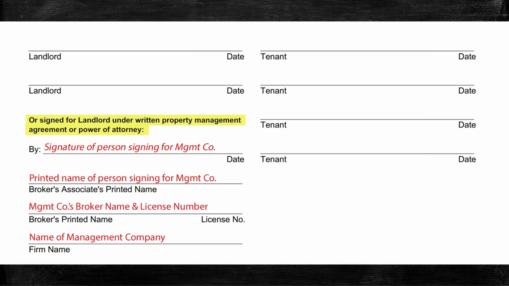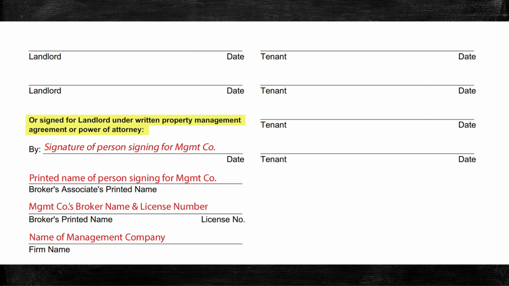Then we're going to need, on the third line, the name of the broker, the printed name of the broker, and then below that, the name of the firm. So in the broker's printed name, what we're looking for there is the name of the designated broker of the management company. The designated broker of the management company. And then on the fourth line, we're going to write the name of the management company itself. And that's how we would sign for the landlord.